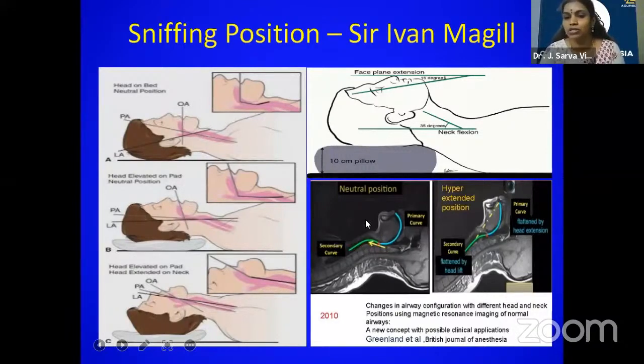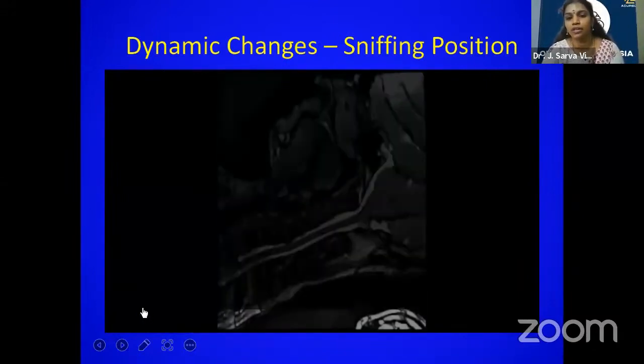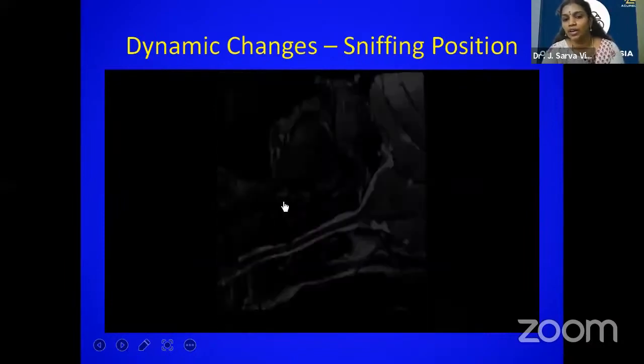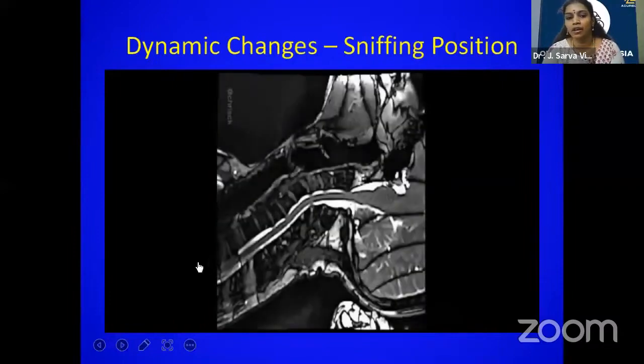There is a two-curve hypothesis also. This is a primary curve and this is a secondary curve. And we can see the two curves are not in alignment, or not flattened. So on achieving the sniffing position, these two curves get flattened and the visualization of the glottis is much easier, or much more favorable. We can see it dynamically in this video. On achieving the sniffing position, all the three curves get aligned and the glottic view becomes better.